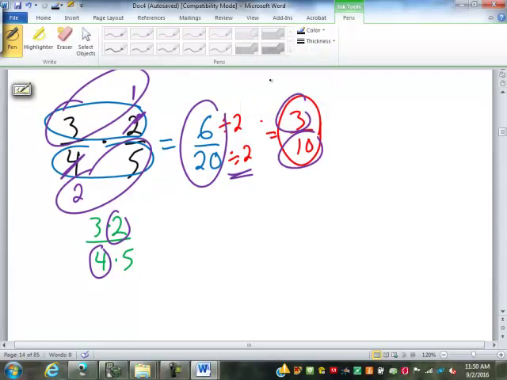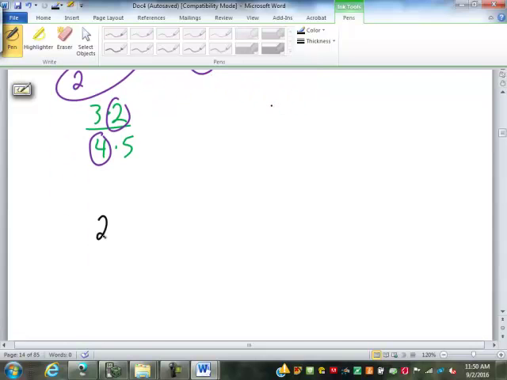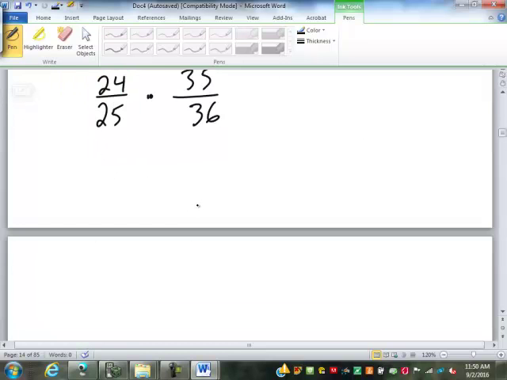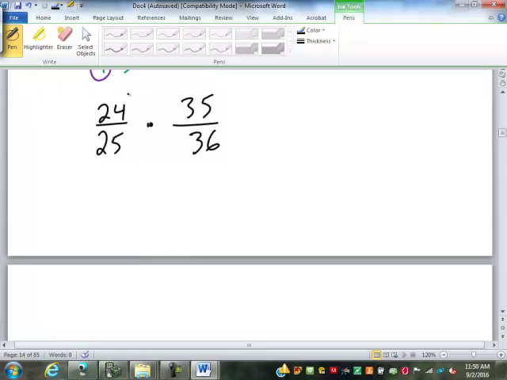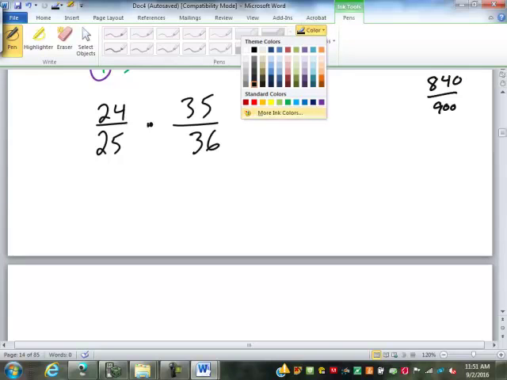Now, in a problem like this one, it's about the same effort to do it either way. But we can run into problems like this. 24/25 times 35/36. Here, we could go ahead and multiply this out and reduce it, but 24 times 35 ends up being 840. 25 times 36 ends up being 900, and then we'd have to reduce that, 840 over 900, which we could reduce, but it would take some time.